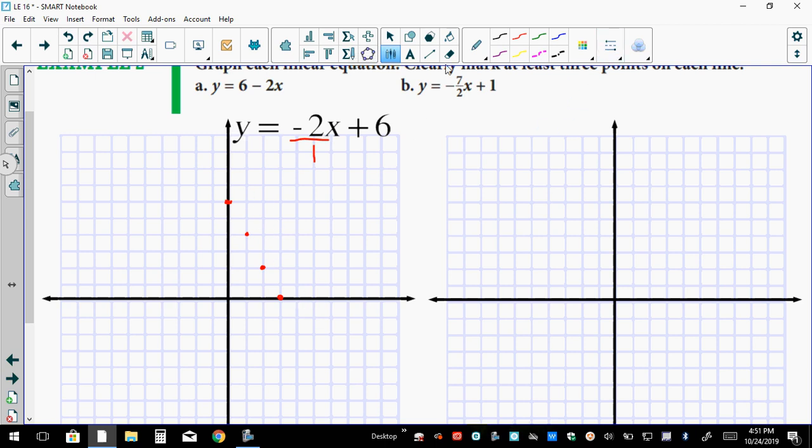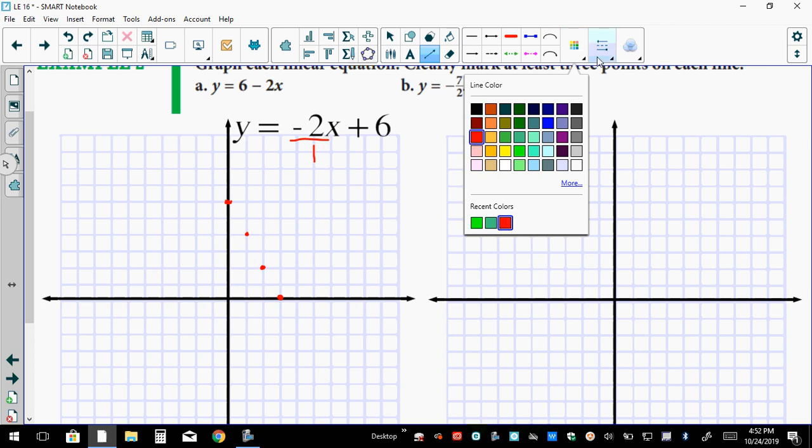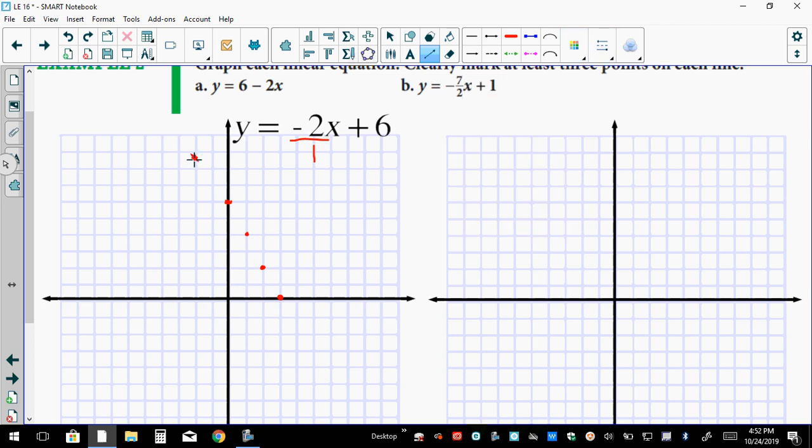And then I am going to get my line tool out again, maybe. And we'll keep it red. And we will graph this line. So what you need to be doing is graphing these lines with a straight edge, obviously, and writing these examples in your notes, and put arrows on the ends of your lines to indicate that they go on forever in each direction.